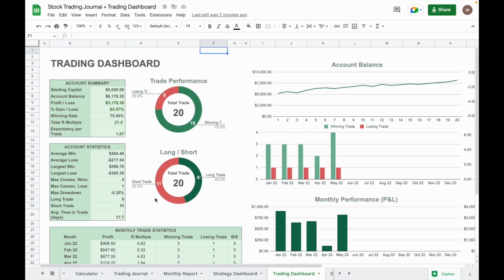So as a conclusion, I think it's necessary for every trader to have a trading journal like this because it helps you track your performance, optimize your trading strategy, and the information here will help you improve your skills over time and manage your portfolio effectively.